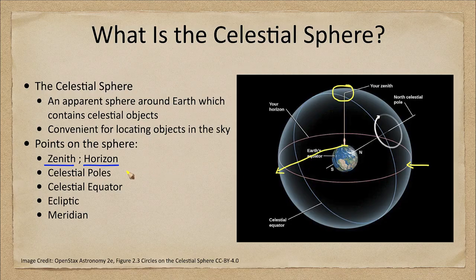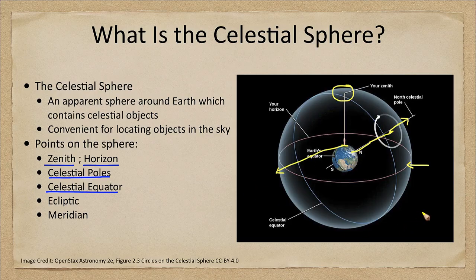Now we also have things like the poles and the equator. These are related to the similar objects on Earth. So the celestial pole, let's look at the north celestial pole here, is really just the extension of Earth's north pole out to the sky. And that's where it intersects the sky. That would be the north celestial pole. It happens to be close to the star Polaris.